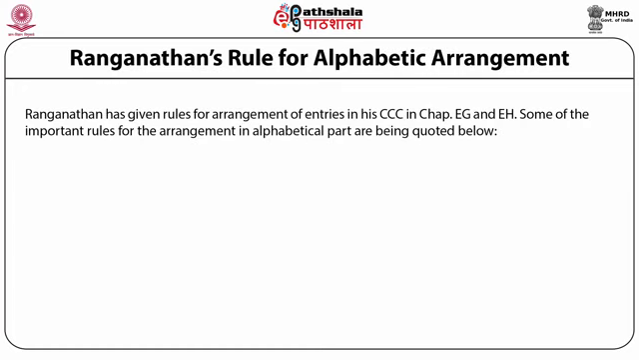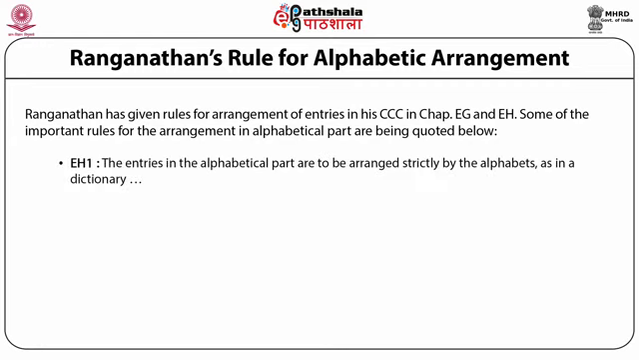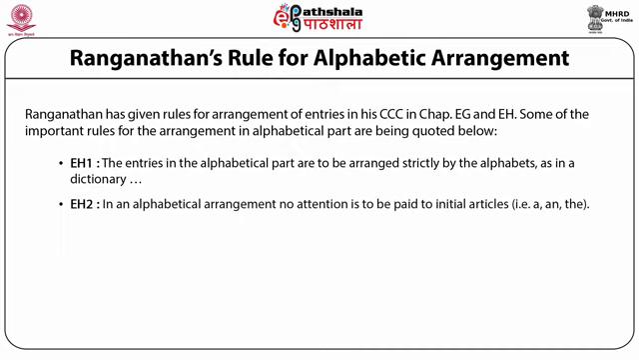Ranganathan has given rules for arrangement of entries in his CCC in chapter EG and chapter EH. Some of the important rules for the arrangement in the alphabetical part are being quoted below. EH1: the entries in the alphabetical part are to be arranged strictly by the alphabets as in a dictionary. EH2: in an alphabetical arrangement, no attention is to be paid to initial articles such as I, E, A, N, D, etc.